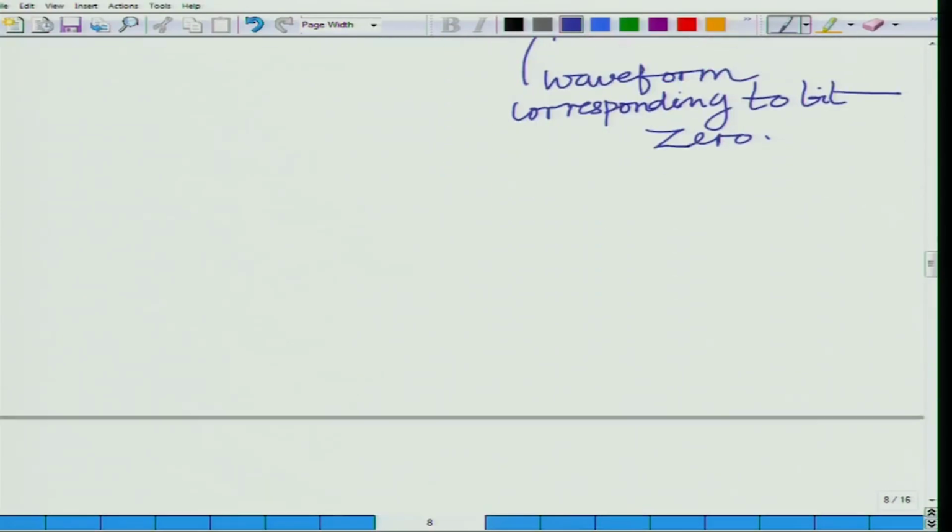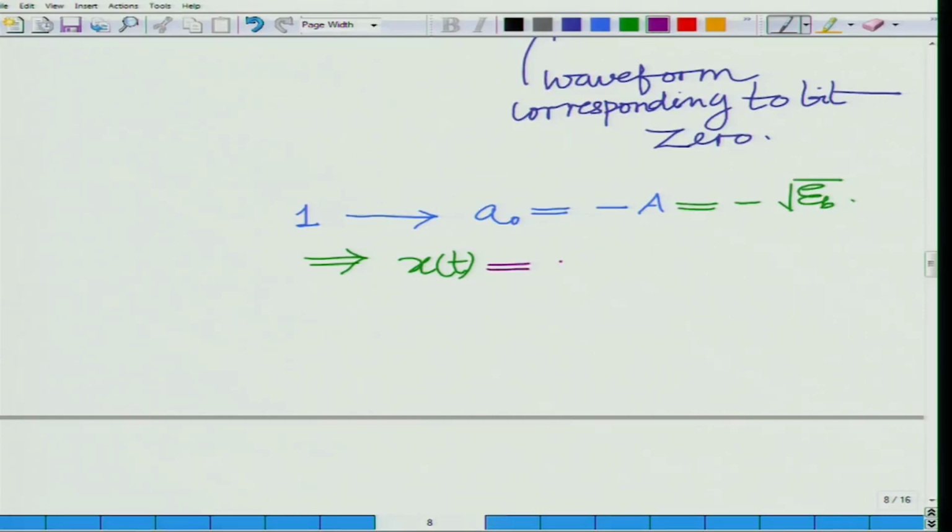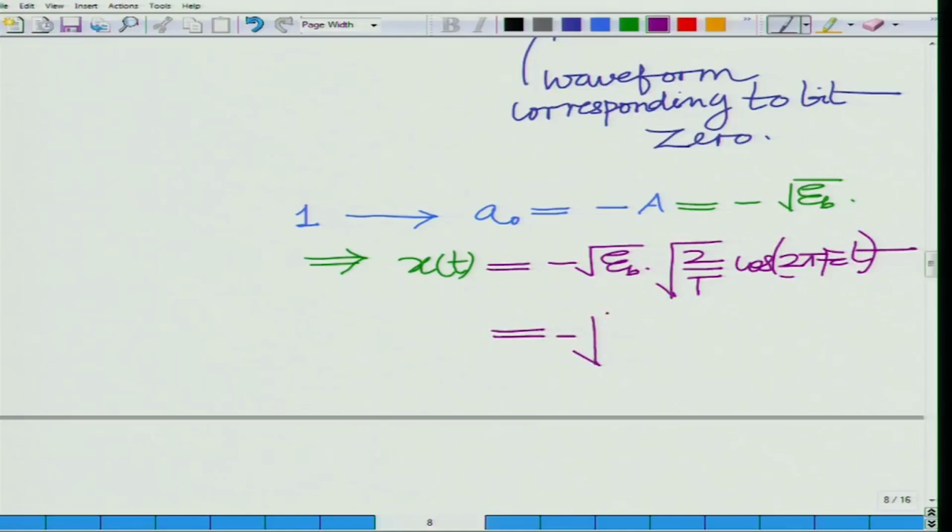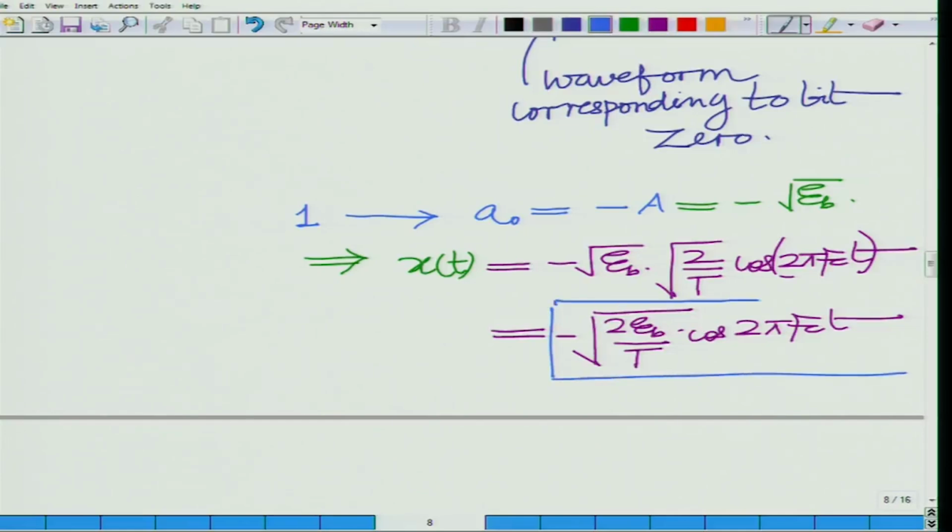Now, on the other hand, if you look at the information bit 1, then I have A naught equals minus A, which is minus square root of E b, which implies x t equals A naught times p t, that is minus square root E b times root 2 over T cosine 2 pi f c t, of course, again 0 less than equal to t less than equal to capital T, which is minus square root 2 E b over T cosine 2 pi f c t. This is the waveform corresponding to your bit 1.